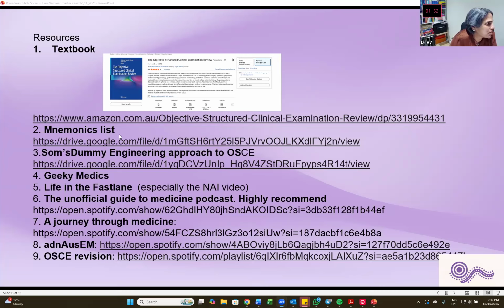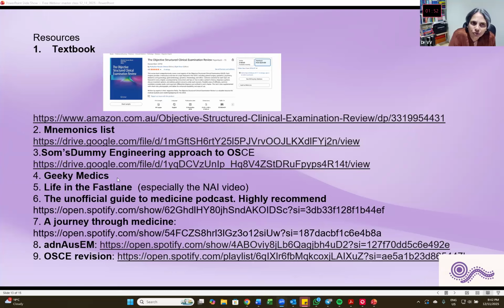One is his mnemonics list, I really love it. And then this is his approach to OSCE. Quite a lot of cases in there. Give me a second. All of the physical examination videos are from Geeky Medics.